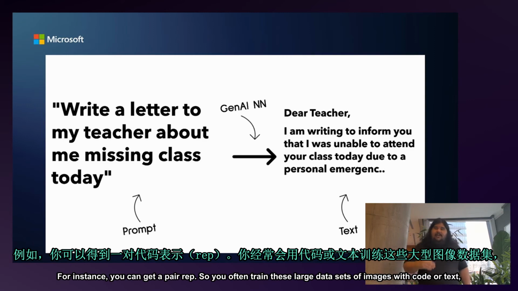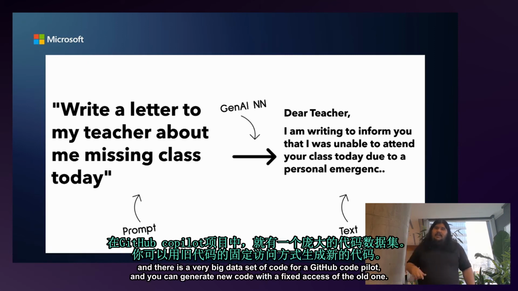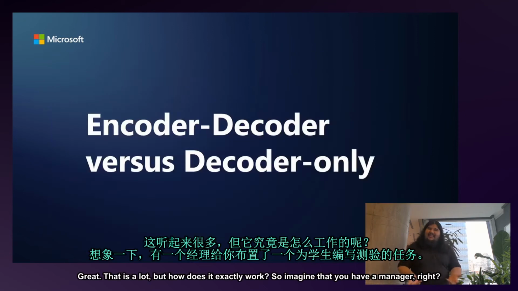So you often train these on large datasets of images, code or text, and there is a very big dataset of code for GitHub Copilot, and you can generate new code which fixes bugs of the old one. Great, not a lot, but how does it exactly work?